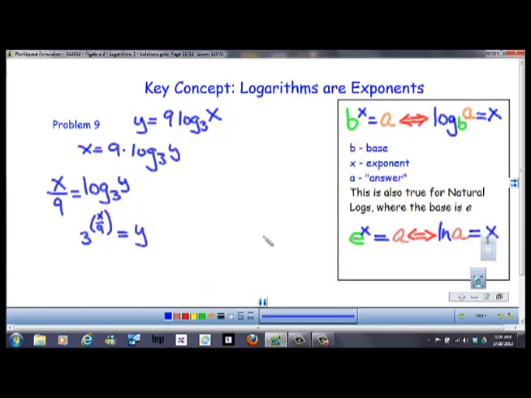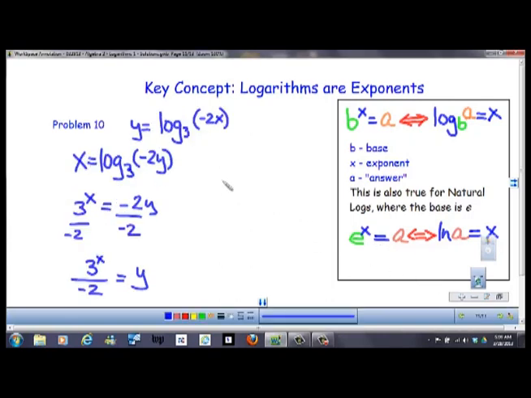Problem number 9. Pretty straightforward. This time we don't have x to the 9th power. We already have the 9 in front of it, so that's kind of easy. Transpose: x is equal to 9 times the log base 3 of y. Divide both sides by 9. X over 9 is equal to log base 3 of y. 3 to the x over 9 is equal to y. And we're done.